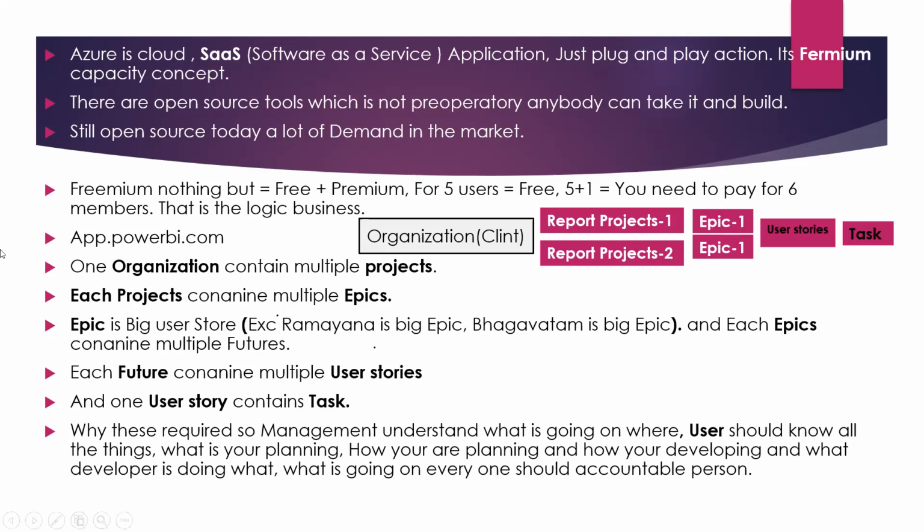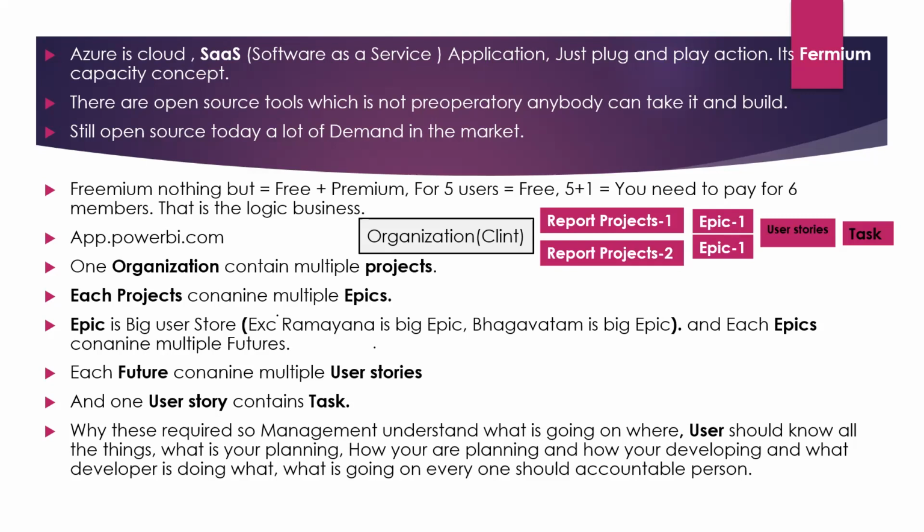Each project you see here contains multiple epics. Each epic is a big user story, like the Ramayana and Bhagavad Gita, they have a lot of data. You know what an epic means. Okay, so there are multiple features. Each feature contains multiple user stories, and each user story contains many tasks. Okay, in every situation, when you are speaking with your colleagues, you say, yeah, I have a task, I could not do this task, I have completed my task, like that. Okay, yeah, these are the requirements of management.